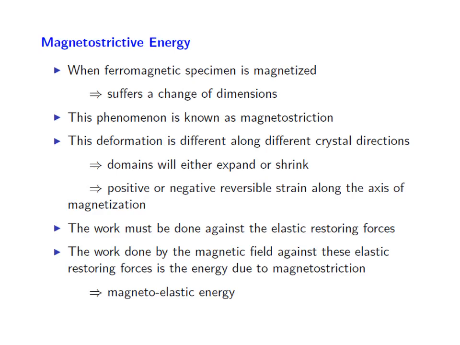Domains will either expand or shrink. Positive or negative reversible strain along the axis of the magnetization can be observed. The work must be done against the elastic restoring force. The work done by the magnetic field against this elastic restoring force is the energy due to magnetostriction, and that energy is called magnetoelastic energy.